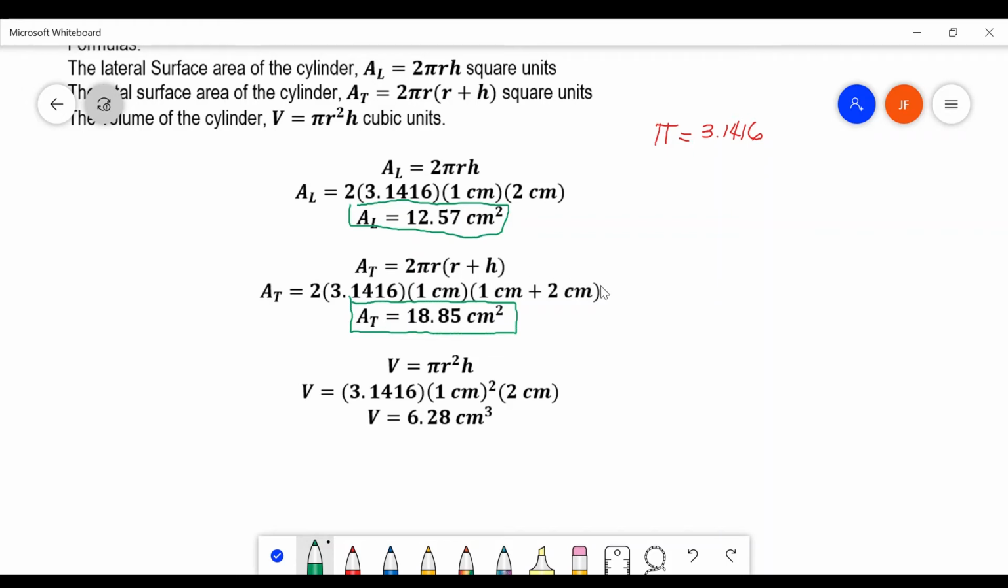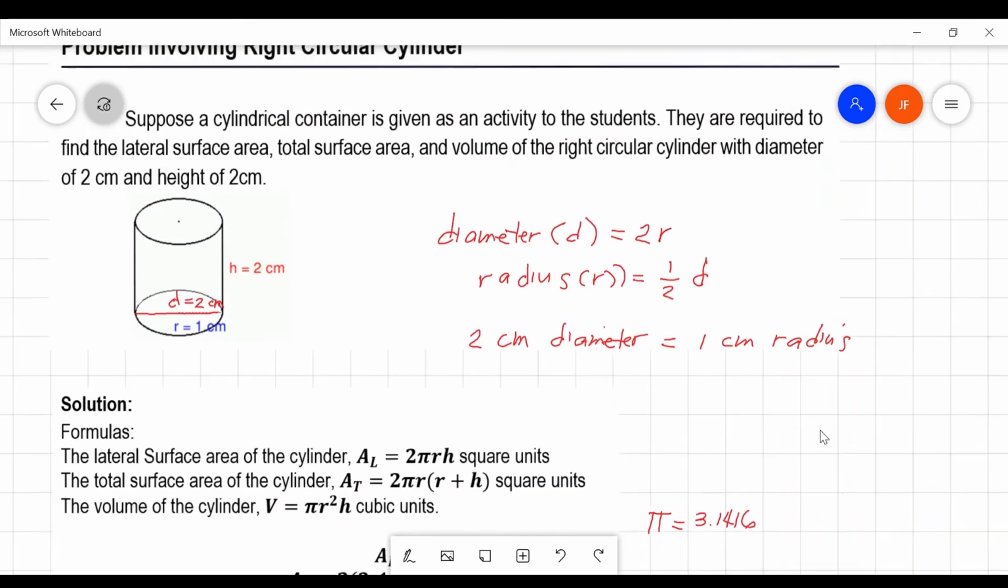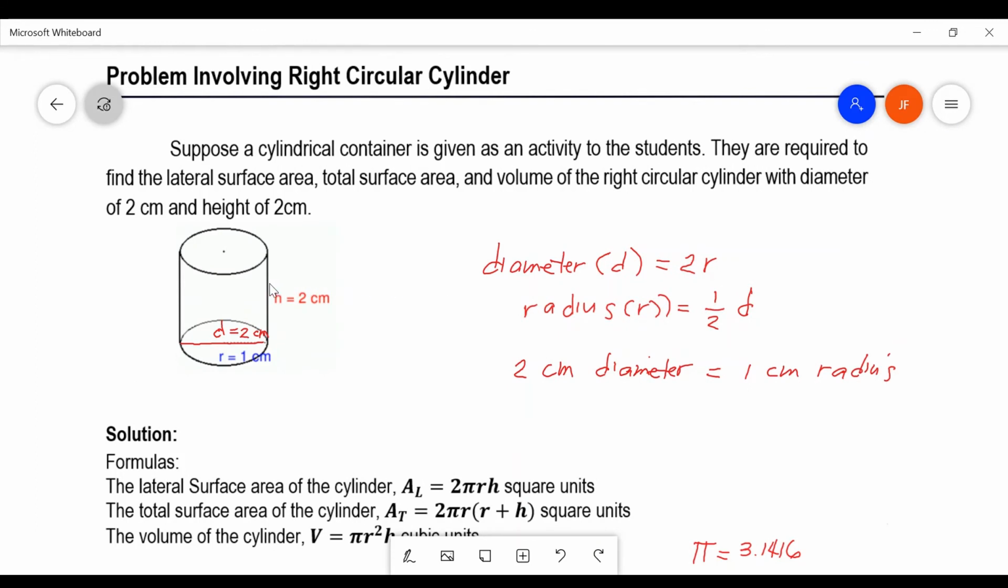Now, some clarifications here. We are going to illustrate in the figure the lateral and the total. What I have explained earlier is referring to the total surface area, meaning the area of the top base and the bottom base plus the area of the surrounding plane in a curvilinear form is the total surface area.